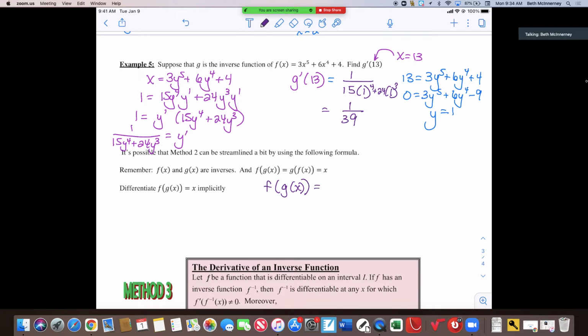So watch what we're going to do. If we just take one piece of that, f of g of x equals x, and I find the derivative of both sides. Now, f and g are inverses. So watch, this is the chain rule. It's f prime of g of x times g prime of x equals 1. Now stop and think here. G prime of x is the derivative of f inverse, right?